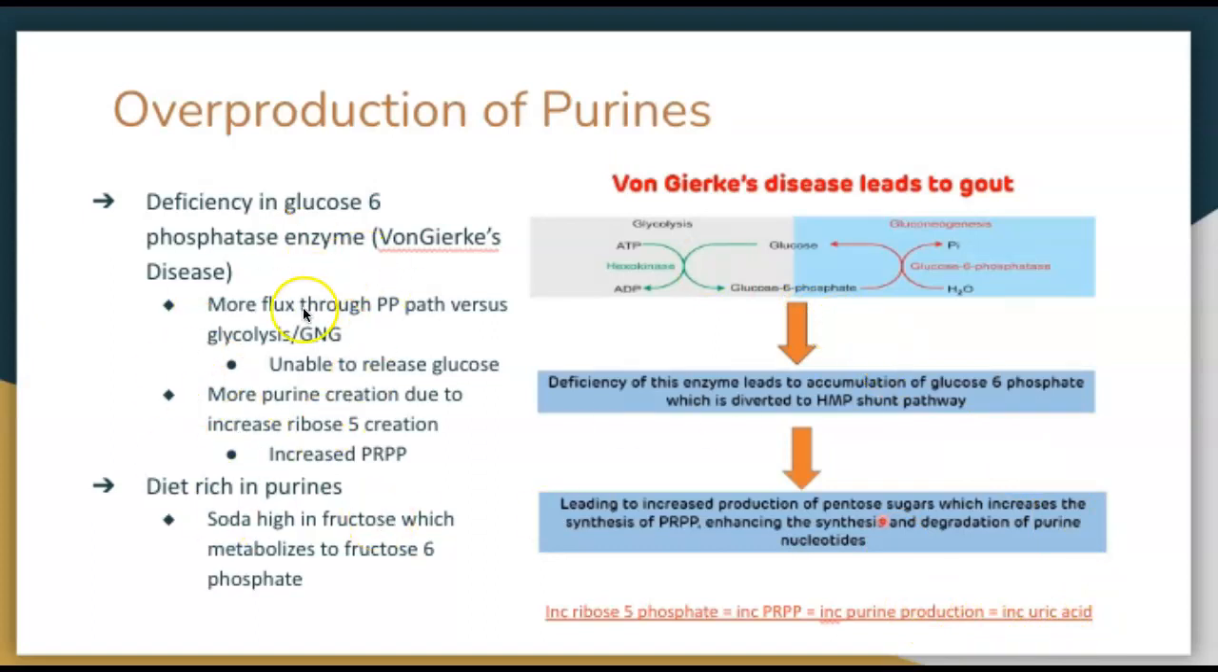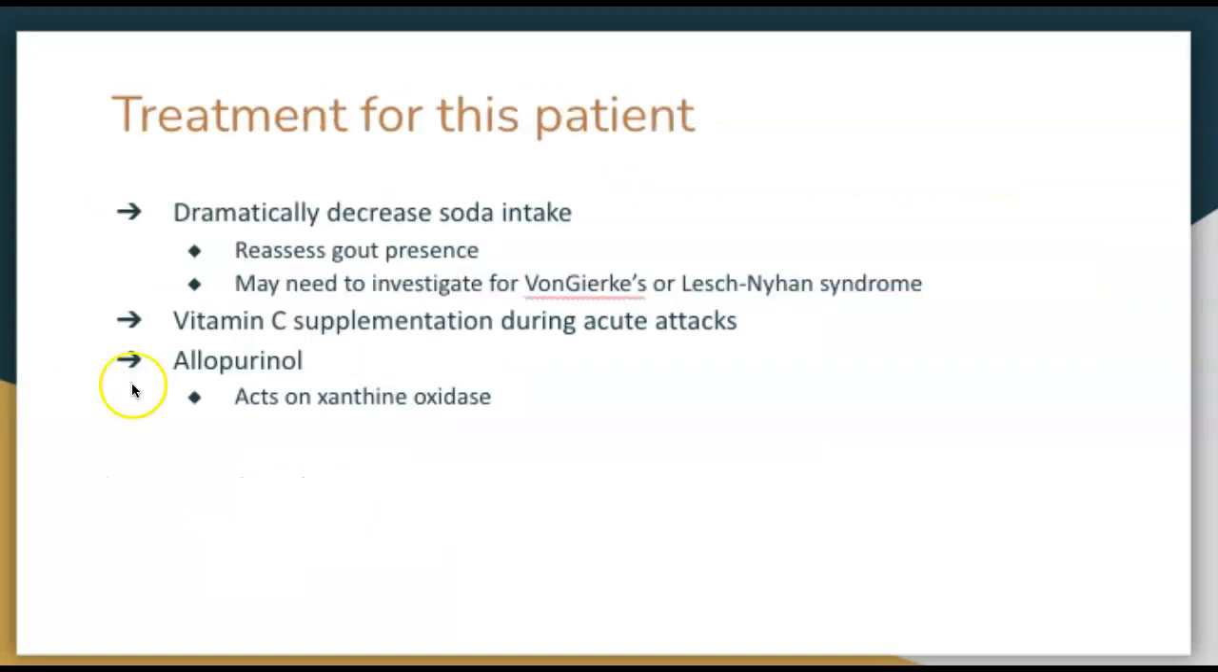So that's one possibility, having that deficiency in that enzyme. The other possibility is that this guy just drinks a ton of soda, which is filled with fructose, which eventually metabolizes to fructose 6-phosphate and then to glucose 6-phosphate. Then we end up in the same boat, shuttling a lot of that down into the pentose phosphate pathway and creating more and more purines. For this guy, I would say the first plan of action would be to stop drinking so much soda and see if that helps the gout at all.